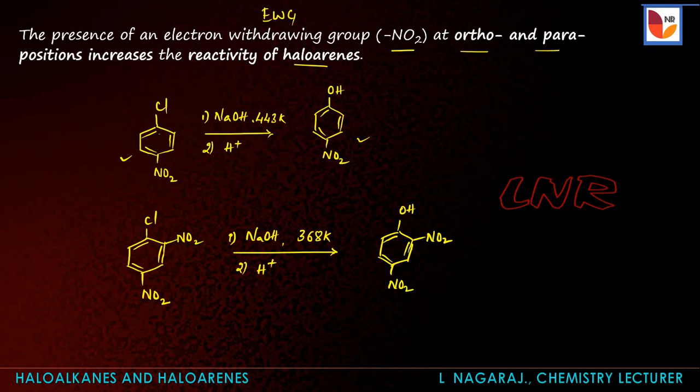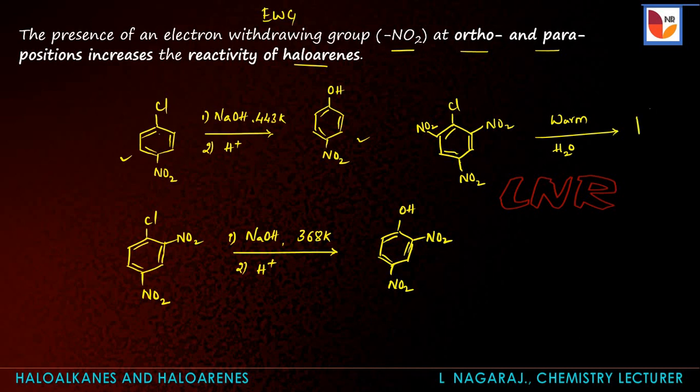And let us take an example which contains 3 electron withdrawing groups. That is, 3 electron withdrawing groups are present at ortho and para positions, NO2. So the reaction takes place even in the absence of sodium hydroxide. So here the temperature is just warm and in the presence of water molecules.